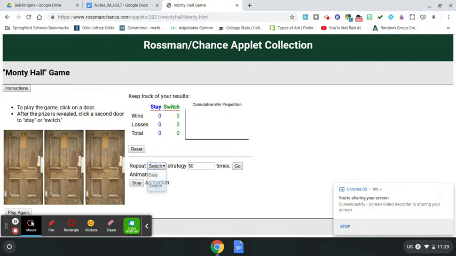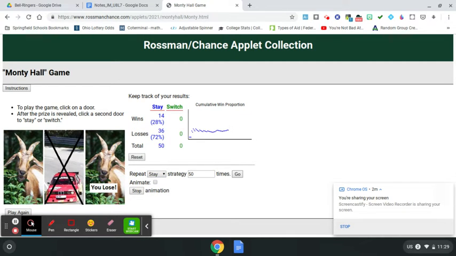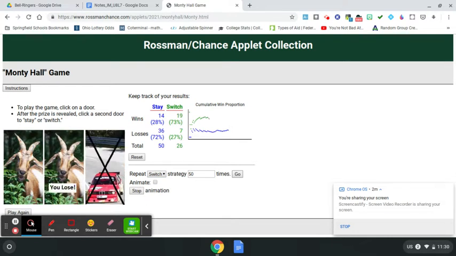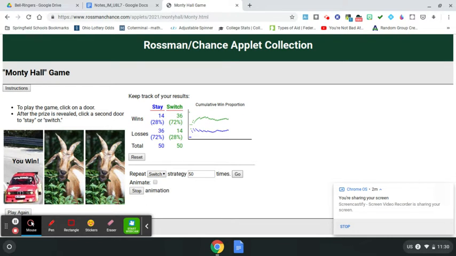I want you to play this 50 times where you stay. So go to here and click stay 50 times and hit go. You can see what the results are if you stay 50 times with your original choice. Now I want you to change it to switch, do it 50 more times, and you can see that you now have 100 results. You played it 50 times where you stayed, 50 times where you switched. We're going to take this and go back to our notes and fill this in. Take a look at your numbers that you have there. Mine was 14, 36, 36, 14, and that's just purely a coincidence. It will not be flipped like that all the time.